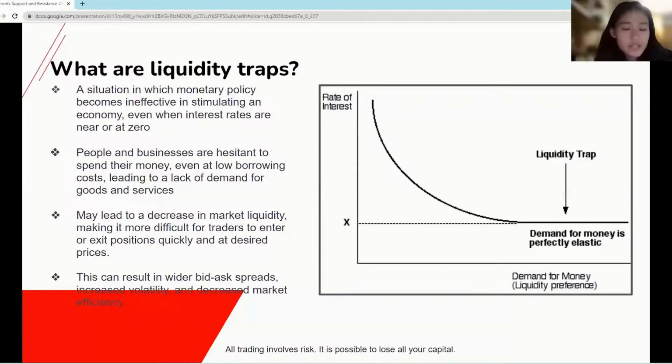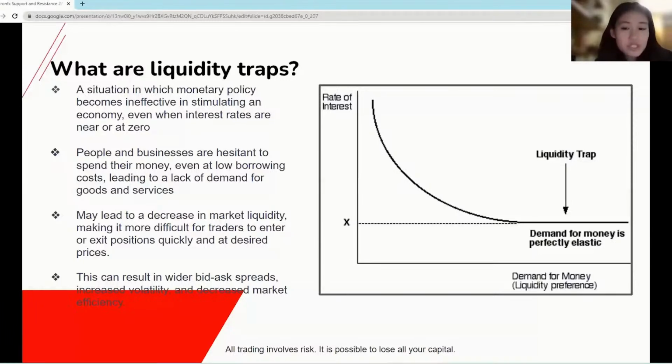In the context of trading, a liquidity trap can cause problems for market participants as it may lead to a decrease in market liquidity, making it more difficult for traders to enter or exit positions quickly and at desired prices. This can result in wider bid-ask spreads, increased volatility, and decreased market efficiency.